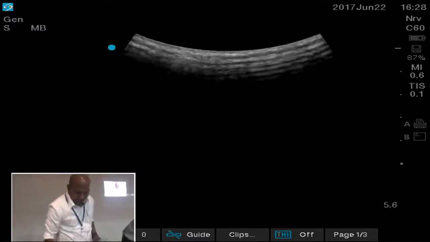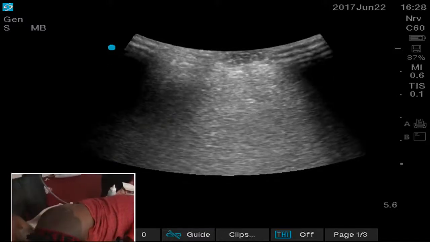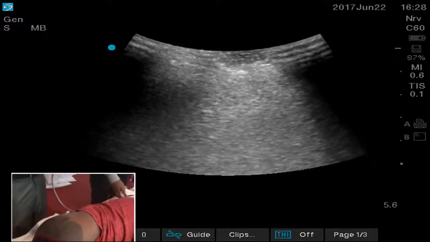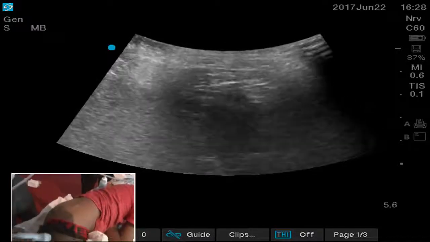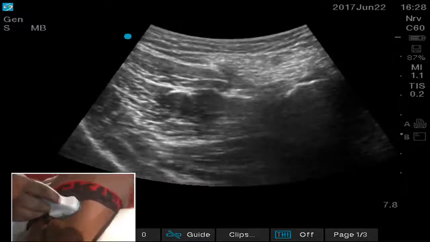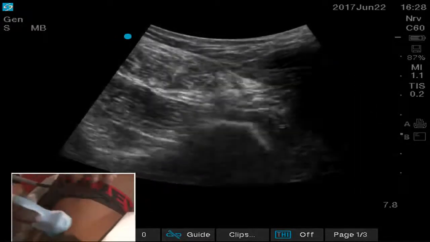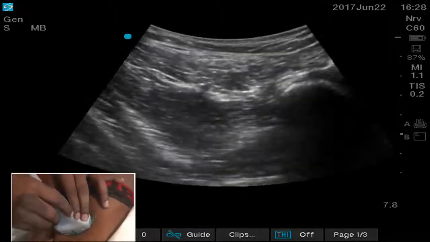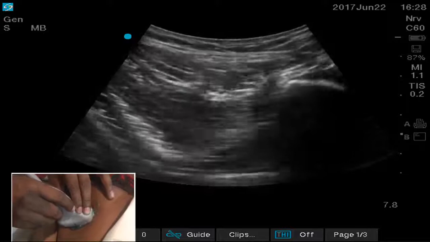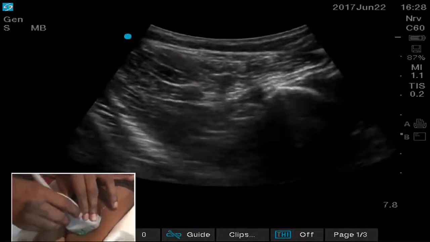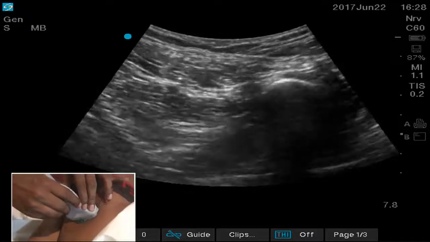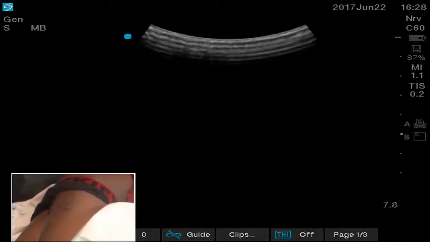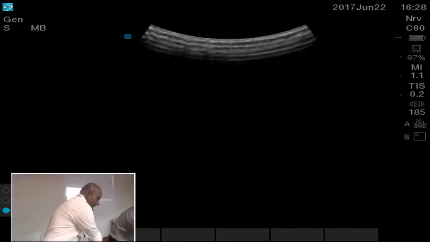Then as we go down, we can increase the depth. The sciatic nerve is on top. That is the superficial, that is the sciatic nerve. You can trace all the way down. Since now the sciatic nerve has become superficial, within 4 centimeters, I will use my high frequency probe so that you can see the difference in the clarity.